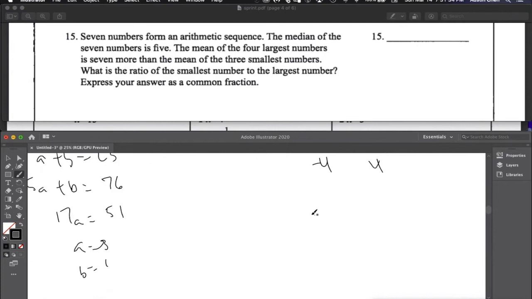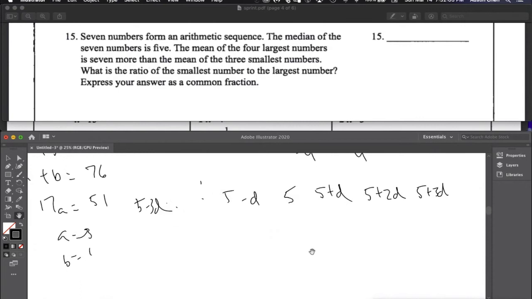So the middle is going to be 5, and we're going to have 3 numbers on either side of the 5. One way we can do this is we can call the difference between each of the numbers, which is going to be the same, right? Because we have an arithmetic sequence, we can call that d. So then we have 5, and 5 plus d, and 5 plus 2d, and 5 plus 3d on the increasing side of our 5. And then on the lower side of 5, we have 5 minus d all the way to 5 minus 3d, right?